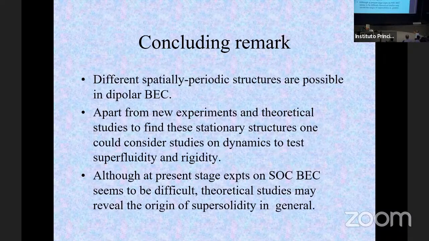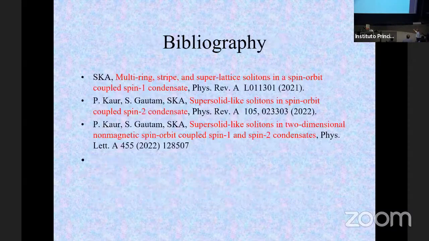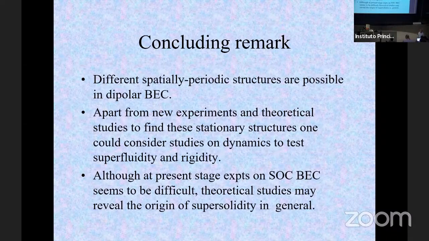Apart from new experiments and theoretical studies to find these stationary structures, one could consider studies in dynamics to test the superfluidity and rigidity. At the present stage, experiment in SOC BEC seems to be difficult. Theoretical studies of this may reveal the supersolidity in general. The experiment on SOC BEC that showed supersolidity was in a quasi-1D trap, and these are 2D, which is more complicated technically.